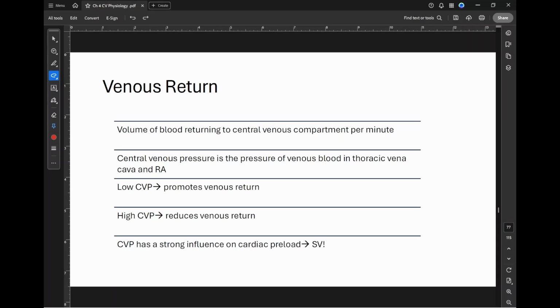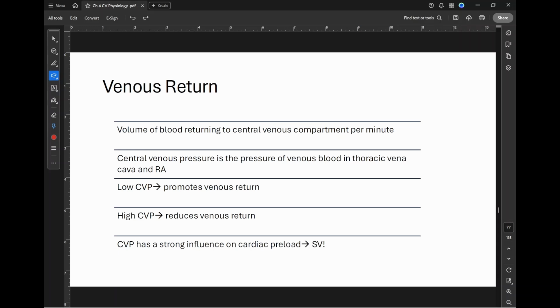So if you have a patient who has a high central venous pressure, we're going to reduce our venous return. Less blood is coming back to the heart, right? If less blood is coming back to the heart, what happens to our end diastolic volume? Decreases. Less blood is coming back to the heart. Therefore, our end diastolic volume has to go down. Less blood's coming in, less end diastolic volume. End diastolic volume goes down, what happens to your preload?